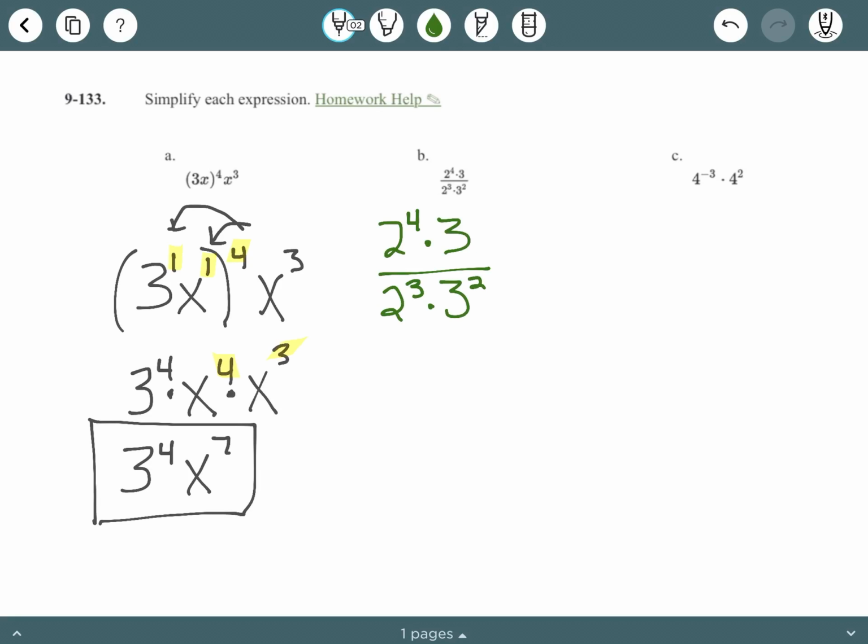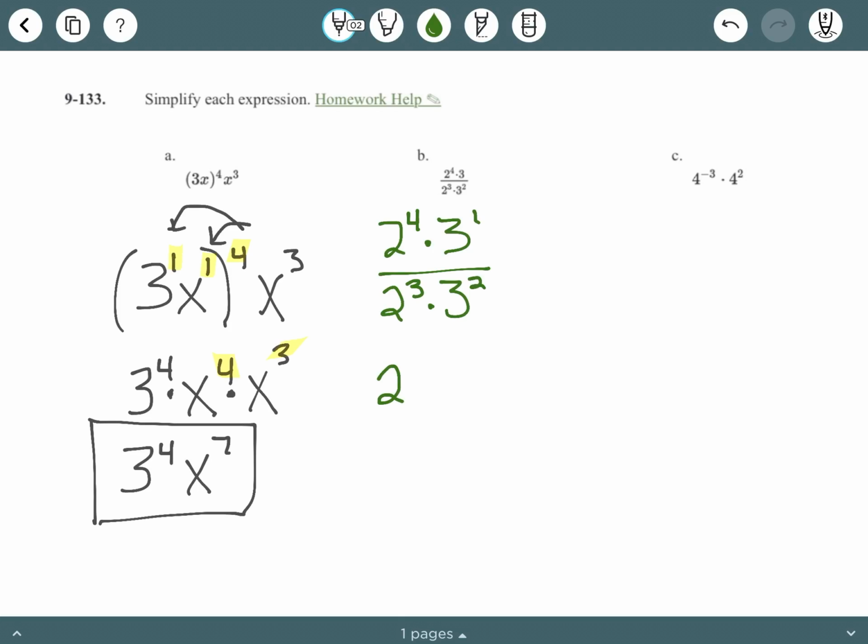So in this case, this fraction bar that we have right here means the same as division. And when we are dividing, we subtract exponents. So again, my 3 on the top does not have an exponent written, which means it's a 1. So again, bases stay the same, subtract the exponents. So 2 to the 4 minus 3 is just going to be 2 to the 1st, or just 2.